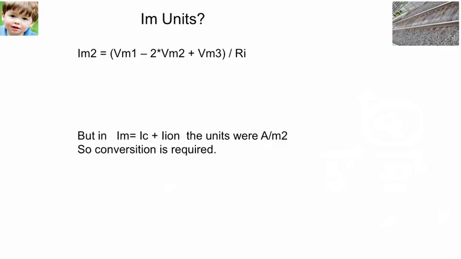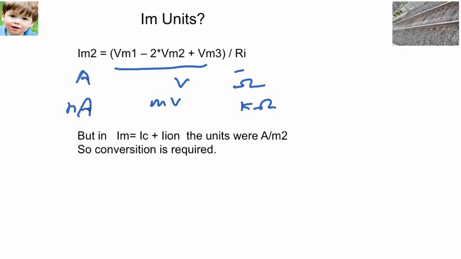So now we have the units question again. Let's talk about it just for a minute. As before, the current is in amperes. This is in volts. This is in ohms. And everything is okay. As before, oftentimes this is in millivolts. This is in kiloohms. So this will be in nanoamperes. That's okay too.